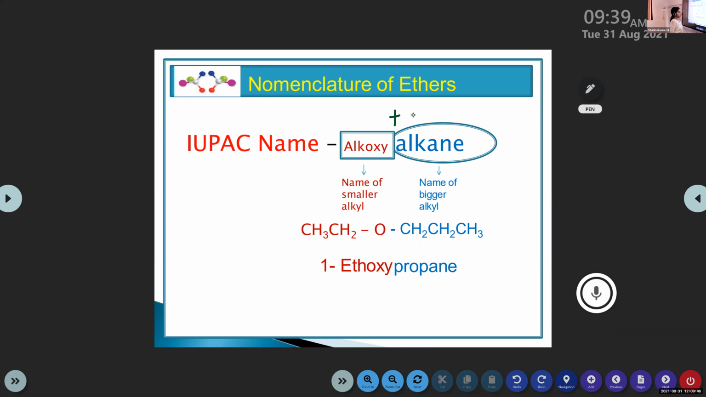There is one example given here, CH3, CH2O, CH2, CH2, CH3. So here one ethyl group, here one propyl group, right? And among these two groups, which one is considered as the parent chain? Ethyl or propyl, which is the bigger alkyl group?